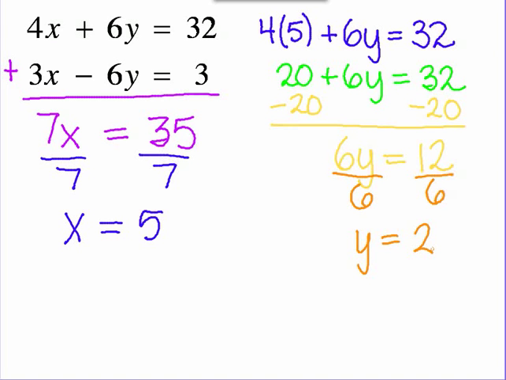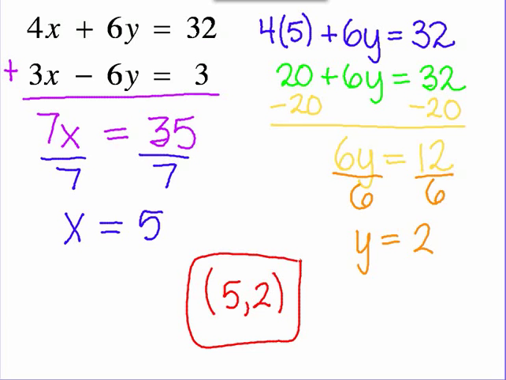Remember, how do we always have to answer these? As an ordered pair, because remember, this is where they intersect. That's what we learned about when we graphed those. This is the intersection point. So you must write your answer as an ordered pair. Alrighty, questions?